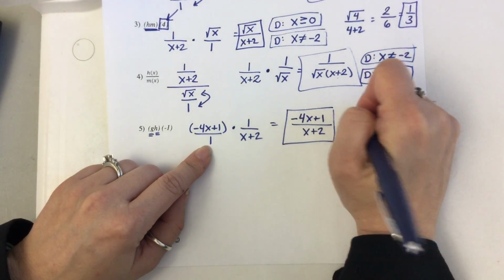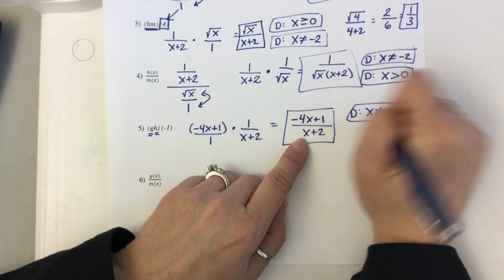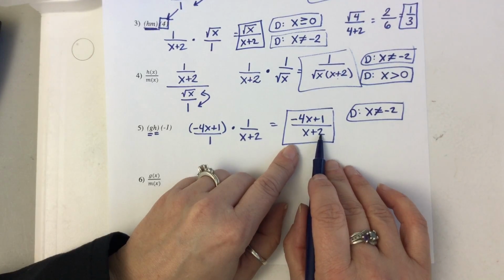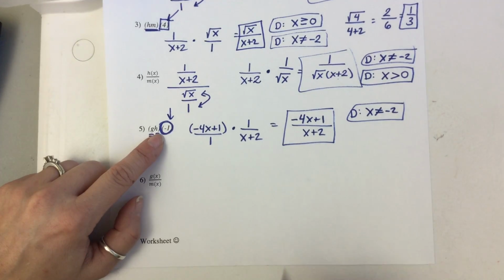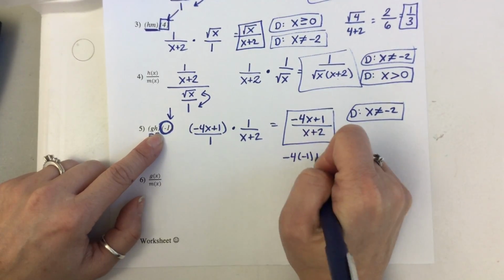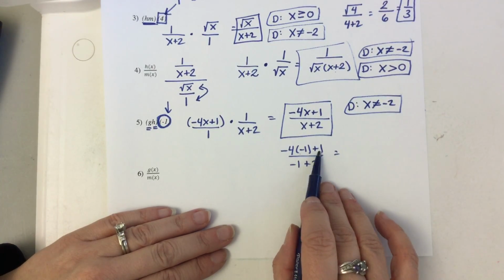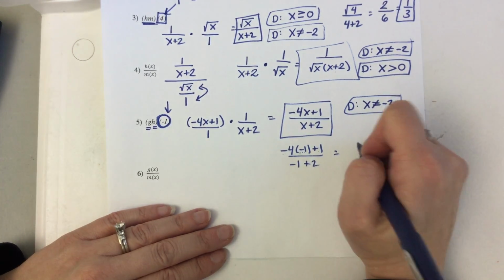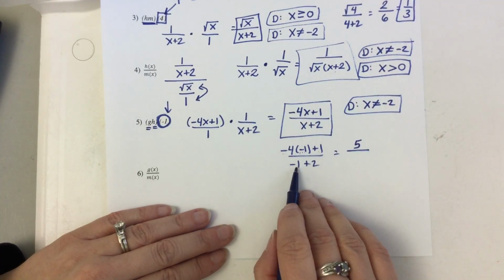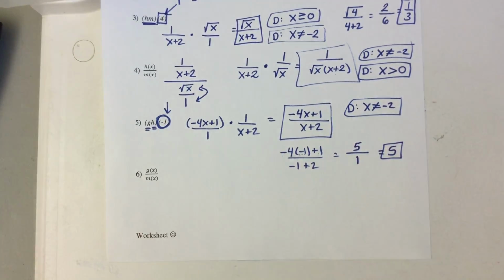Boom! Your domain. You can never have a 0 on the bottom, so x cannot be a negative 2 because negative 2 plus 2 is 0. Okay, now there is a number here. So we have to go ahead and replace all of the x's with negative 1. On the top, you multiply before you add. Negative 4 times negative 1. Negative times a negative is a positive. 4 times 1 is 4. 4 plus 1 is 5. On the bottom, negative 1 plus 2 is 1. 5 over 1 is 5.